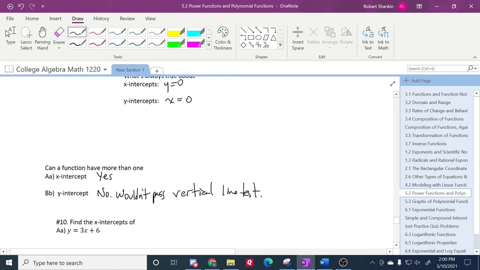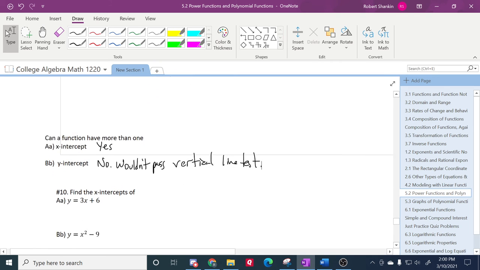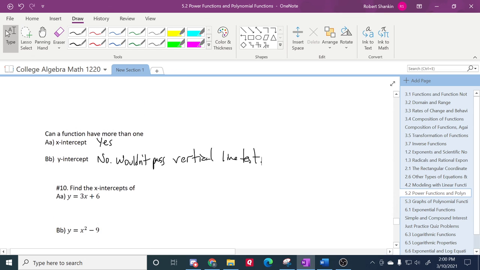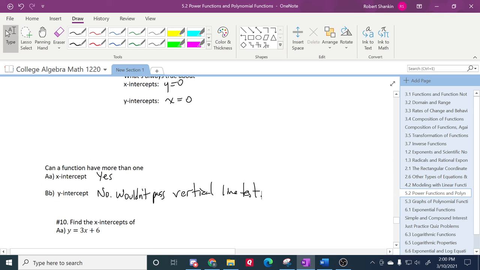So it wouldn't be a function. Polynomials are all functions. And they're going to pass this, so they'll have just one vertical asymptote. Alright, so you're going to be asked to find the x-intercepts. Now, the x-intercept is the harder one. The y-intercept is really easy.